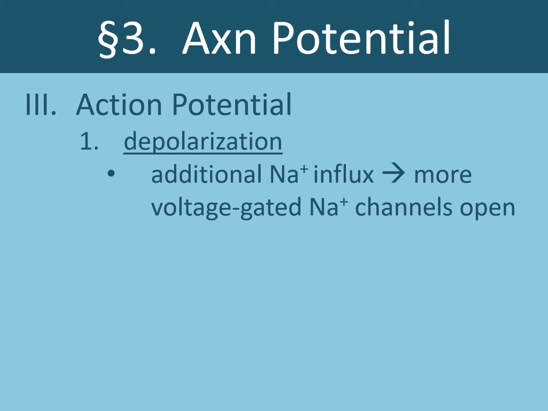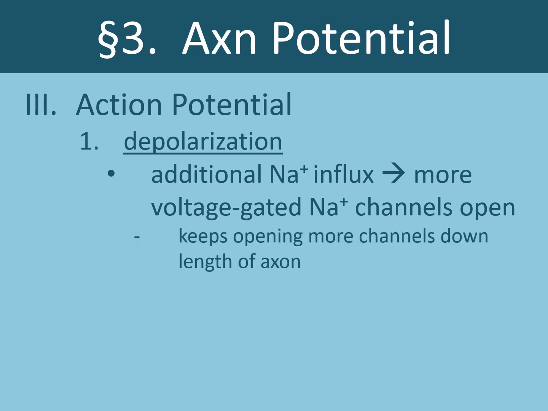All along the length of the axon are many voltage-gated sodium channels. So as sodium rushes in at the initial segment of an axon, that sodium is going to move down the length of the axon, changing the voltage in that particular area of the axon, triggering more voltage-gated sodium channels to open, allowing even more sodium to rush in. These voltage-gated sodium channels keep opening, more and more sodium rushes in, and this process occurs all down the length of the axon.